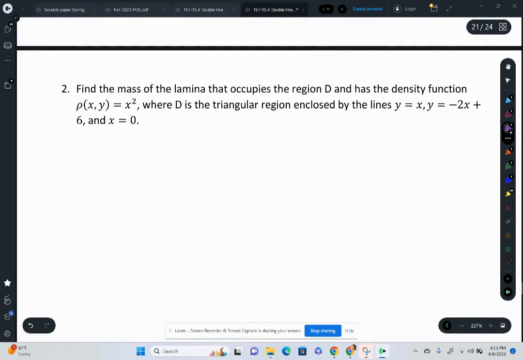So we have this other one, and here we're asked to find the mass of the lamina that occupies the region D and has the density function rho of xy is equal to x squared. So I've got my density function already here. All right, and D is the triangular region enclosed by the lines y equals x, y equals minus 2x plus 6, and x equals 0. I need to draw that.